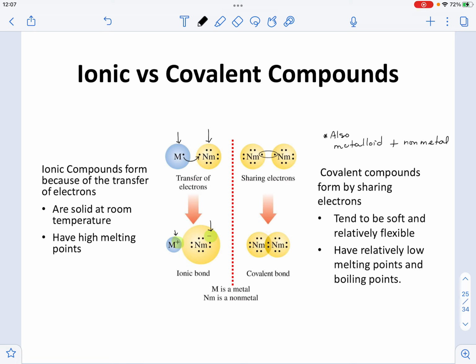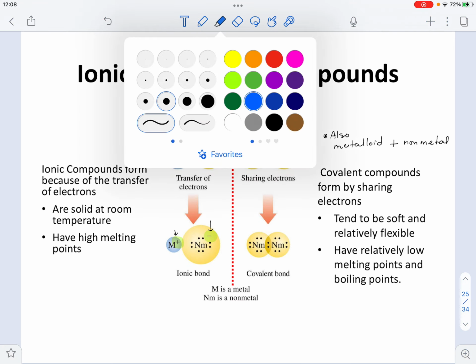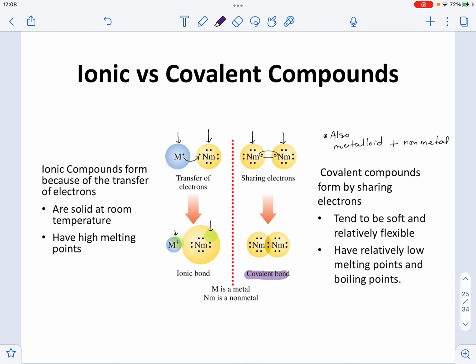Now, how do we know if a pair of elements is going to make a covalent compound, which are also known as molecular compounds? Well, we're going to have a non-metal combined with a non-metal, and they're going to share electrons and form a covalent bond. That covalent bond is right here, the two electrons that are going to be shared, two or more. In this case, we're only illustrating two, shared between those two non-metal elements. That's what forms a covalent compound.